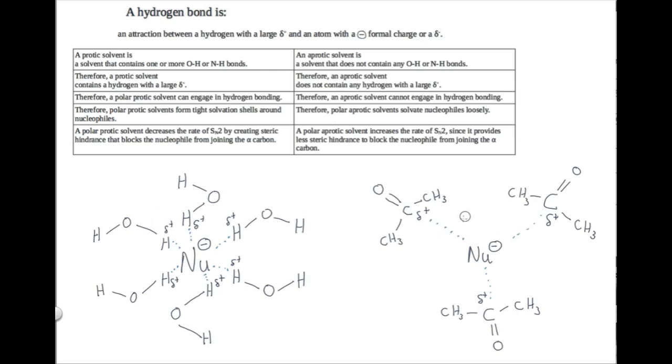By the way, technically these attractions would be called ion dipole interactions. Technically the term for this is an ion dipole interaction because here's an ion and there's a molecular dipole in the solvent molecules. Those attractions are not as strong as hydrogen bond attractions, and therefore the solvent does not form a tight shell around the nucleophile here. This nucleophile is solvated more loosely, which makes SN2 easier.